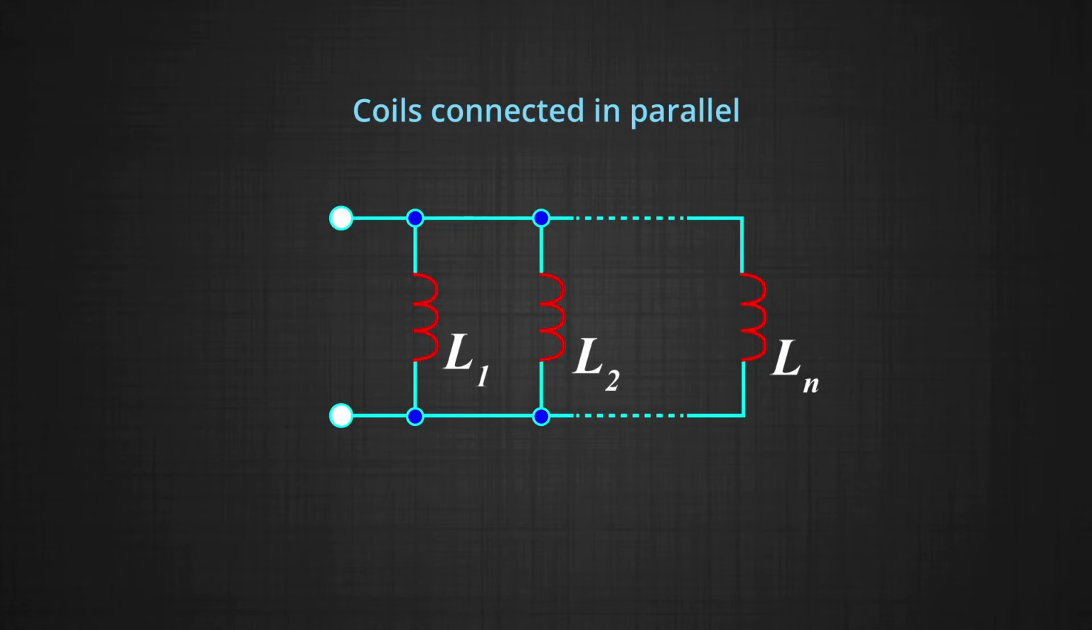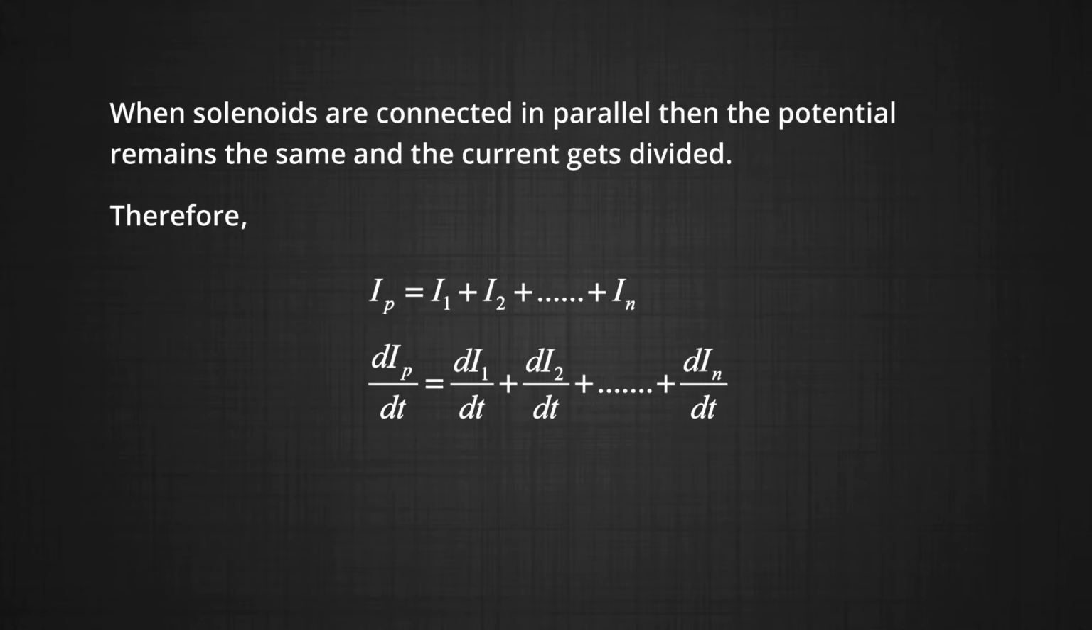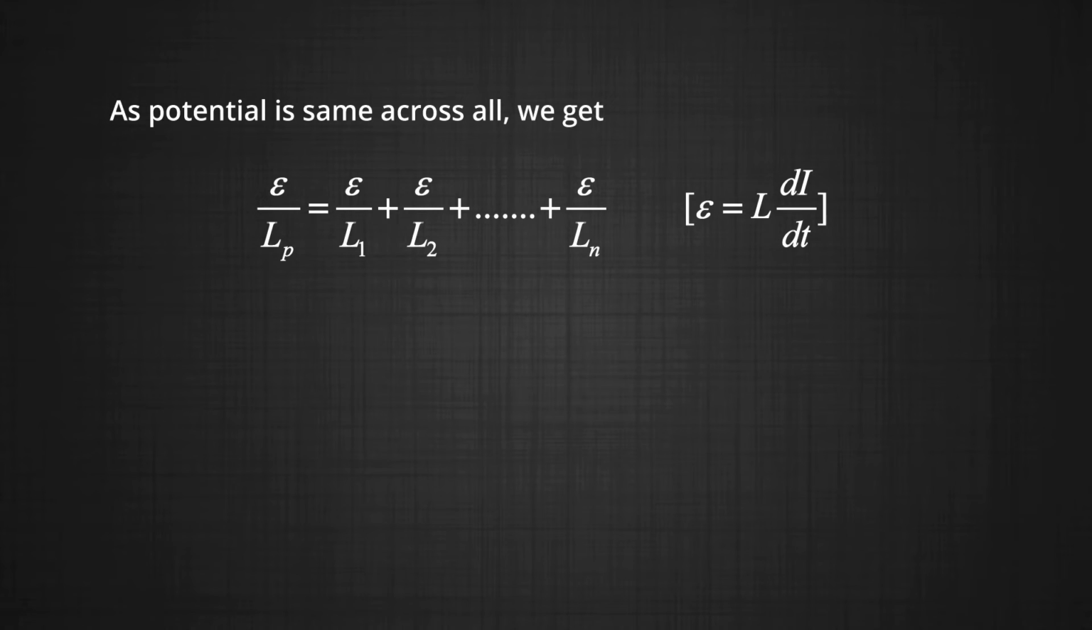Now, coils connected in parallel. When coils are connected in parallel, the potential remains the same and the current gets divided. Hence, IP through the whole parallel combination of solenoids is equal to I1 plus I2 and so on till In. dIP by dt will be equal to di1 by dt plus di2 by dt and so on till din by dt. As the potential is the same across all, we get E by Lp is equal to E by L1 plus E by L2 and so on till E by Ln.